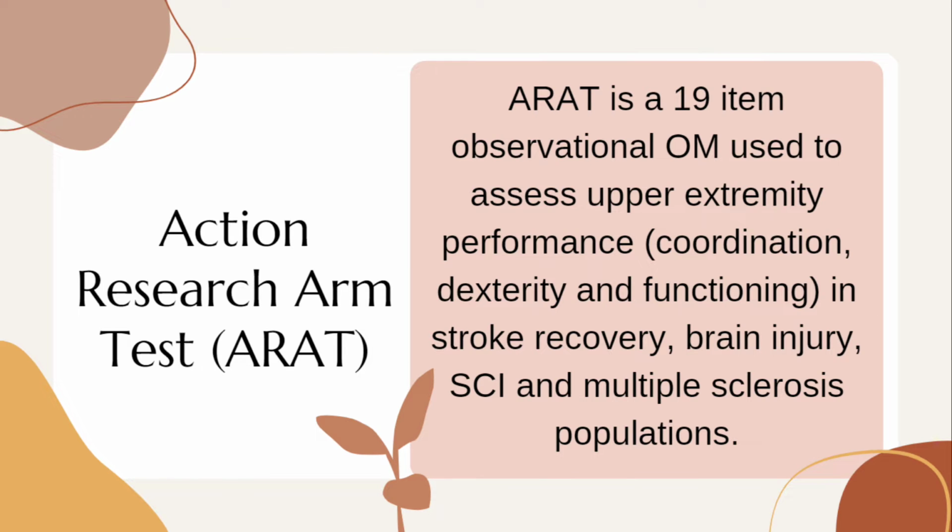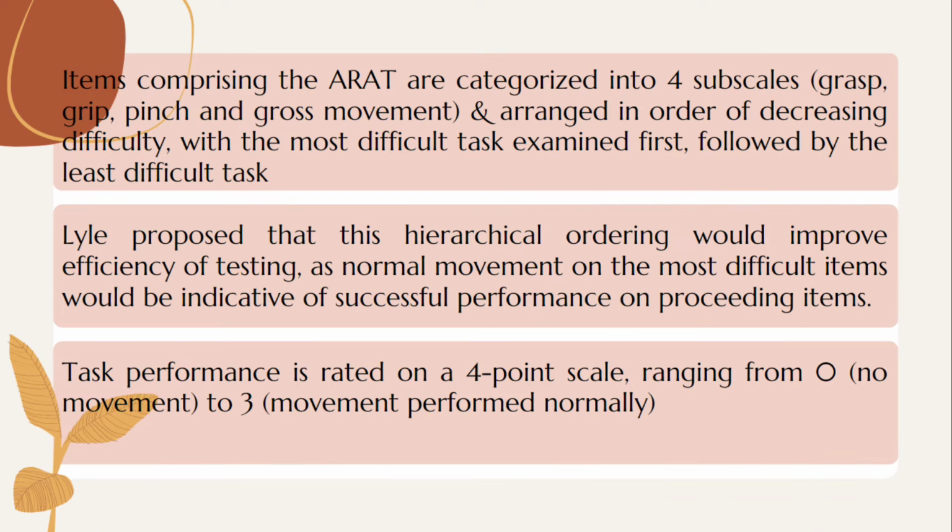The Action Research Arm Test is a 19-item observational outcome measure used to assess upper extremity performance in stroke recovery, brain injury, SCI, and in patients with multiple sclerosis. Items comprising this test are categorized into 4 subscales: the grasp, grip, pinch, and gross movement. This is arranged in order of decreasing difficulty, with the most difficult task examined first, followed by the least difficult tasks. Lyle proposed that this ordering would improve efficiency of testing, as normal movement in the most difficult items would be indicative of successful performance on preceding items.